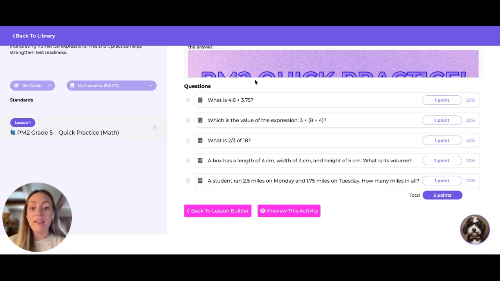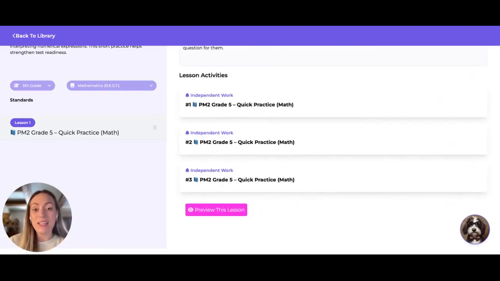So you can see this is a great way for students to get in, practice their skills in preparation for PM2. These also have 3 practices that you could space out throughout the week. You could have your students complete these in stations or as an independent practice or as a quick warm-up at the start of a lesson block.